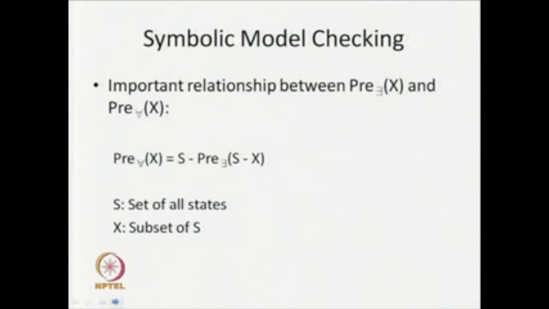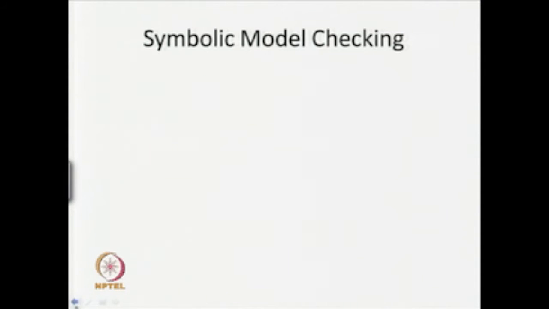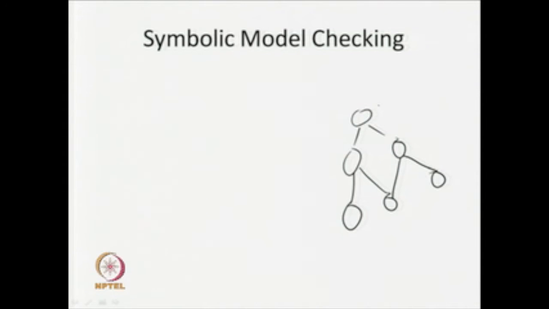So, for that, we have to somehow find the predecessor states. Just like that, let me consider this particular system. This is S0, S1, S2, S3, S4, S5, and say that the atomic proposition P is true in S3 and S4.